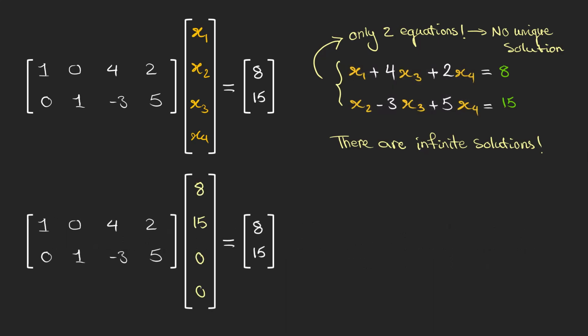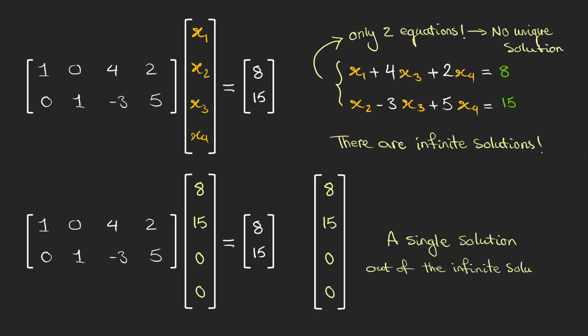If we choose x1 and x2 to be 8 and 15 and the other 2 elements to be 0, we have found one single solution out of many infinite solutions that are out there. This single solution is called particular solution or special solution of the system of linear equations.